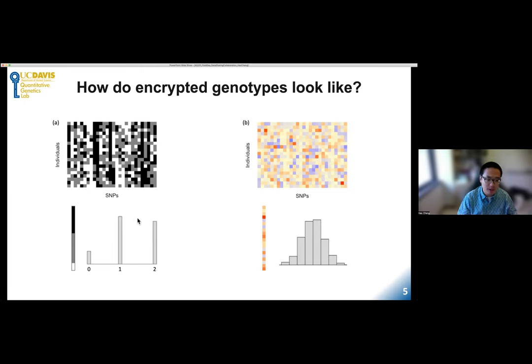If you have a look at the distribution, we really have these three numbers, 0, 1, and 2, following a distribution that reflects the allele frequency for that SNP. If you have a look at figure B, this is the encrypted genotype. If you look at its distribution, it follows a normal distribution. So it's no longer the three categories 0, 1, 2. It follows a continuous distribution, which is a normal distribution. So this is a visualization for the encrypted genotype.